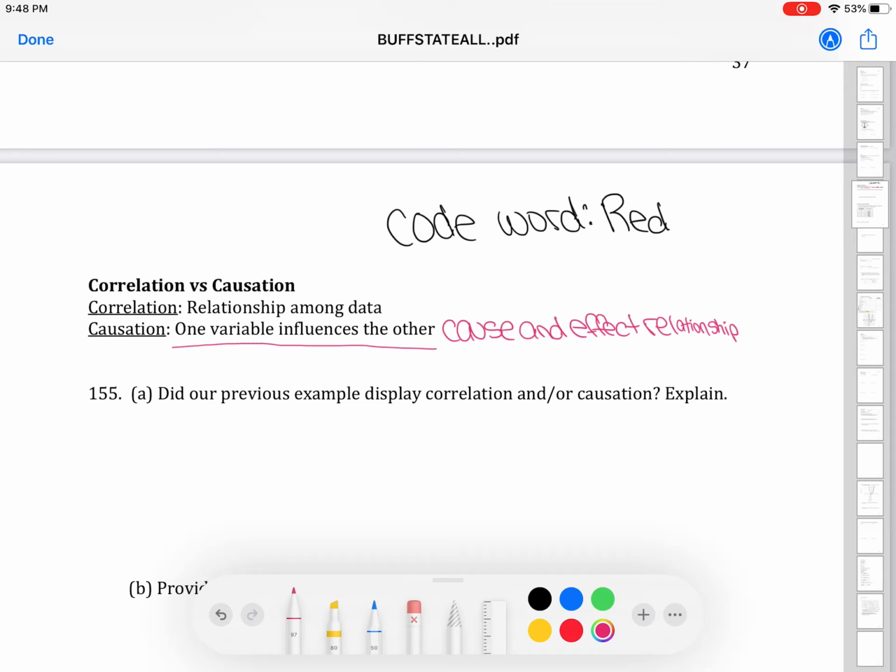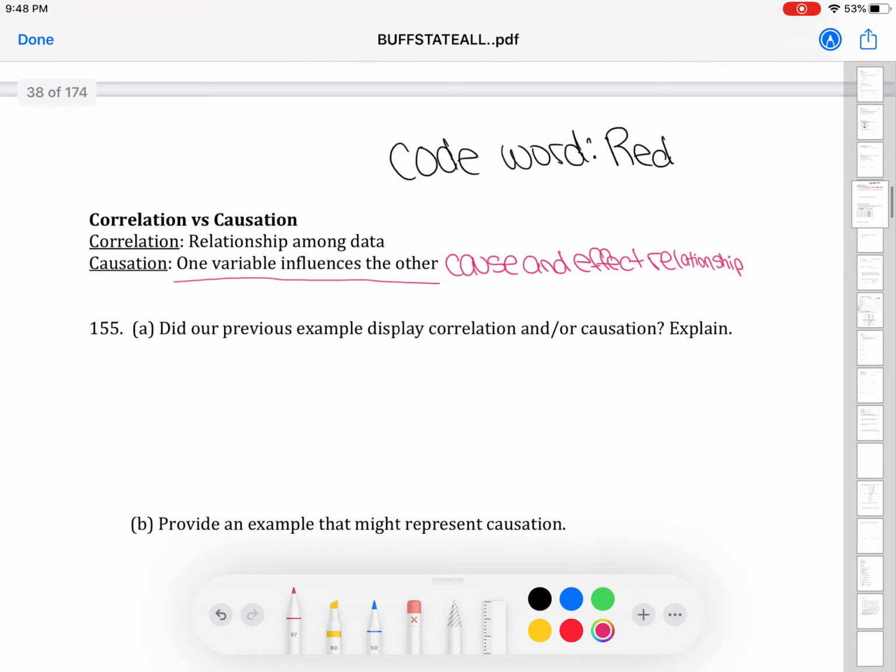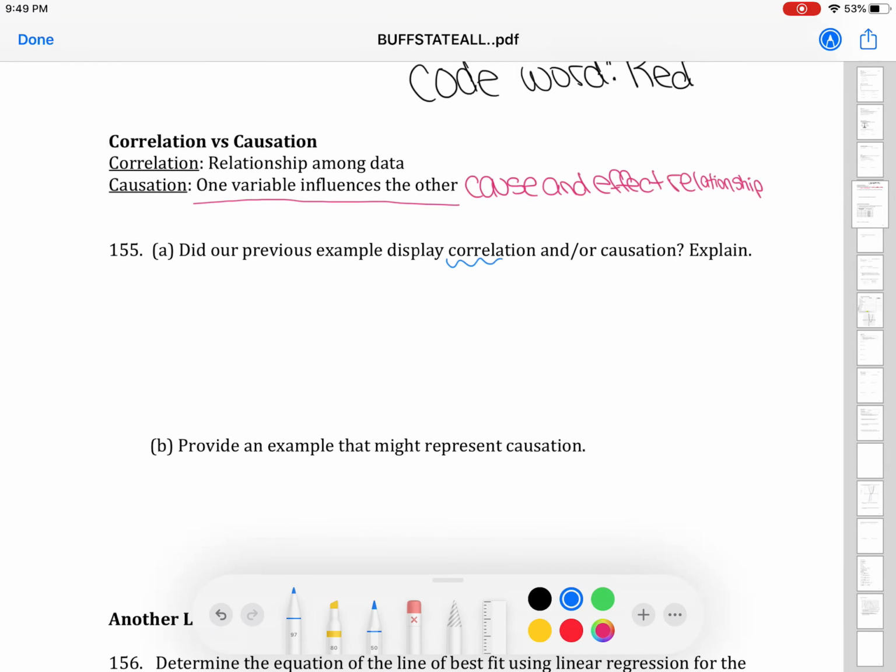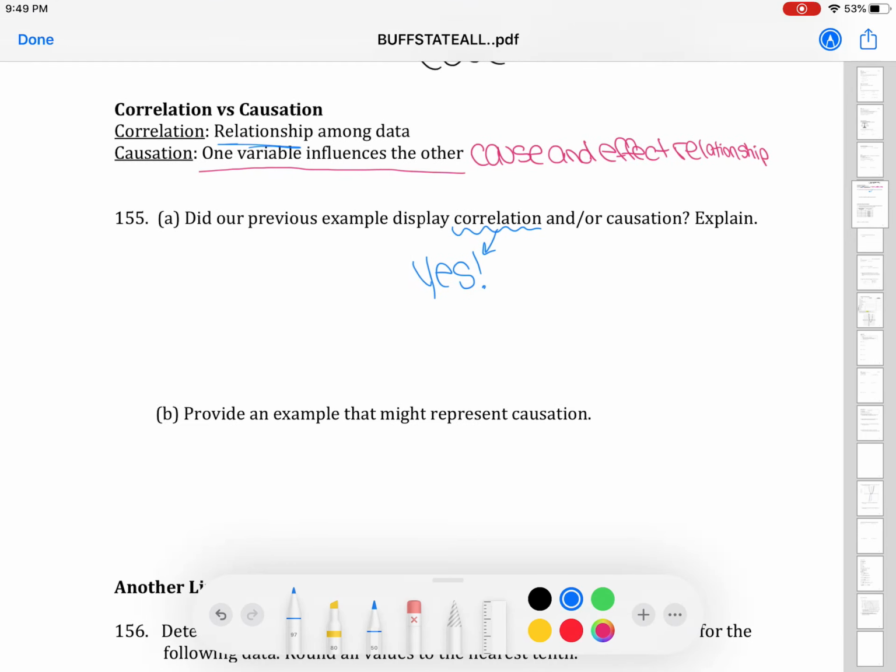Now the fancy definition that I have written here is that one variable influences the other, like something causes something else to happen. Now remember, our last example that we worked on was talking about age and height. So for 155A, it says, did our previous example display correlation and or causation? Explain. Let's start with correlation. That answer is definitely yes. We already talked about that. There was a relationship in the data between age and height. Okay, as age increased, height increased. That is a relationship. So yes, absolutely.